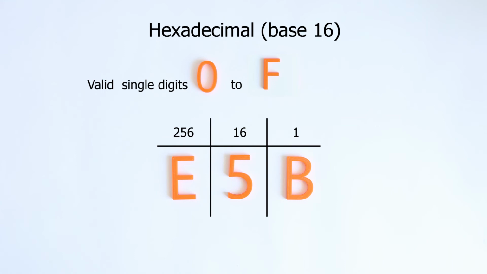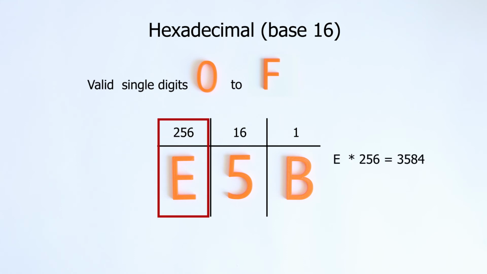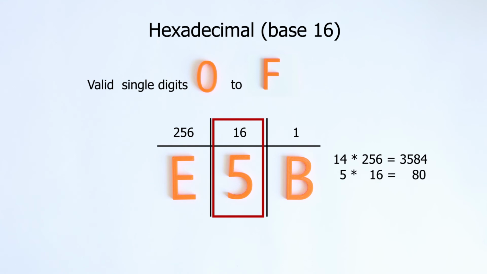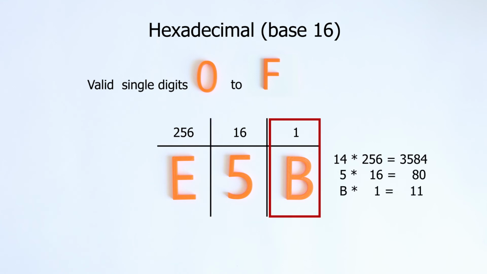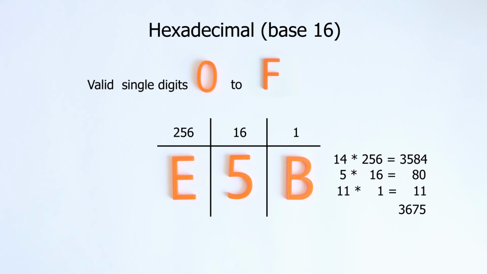To see this, we do exactly the same as we did with decimal and binary, and work our way across the columns, multiplying the value at the top by the digit below and adding the results together. We have E lots of 256, and remember E is just 14, so 14 times 256, which is 3584, 5 lots of 16, which is 80, and B lots of 1s, and B is 11, so 11. When we add 3584 plus 80 plus 11, we get 3675.